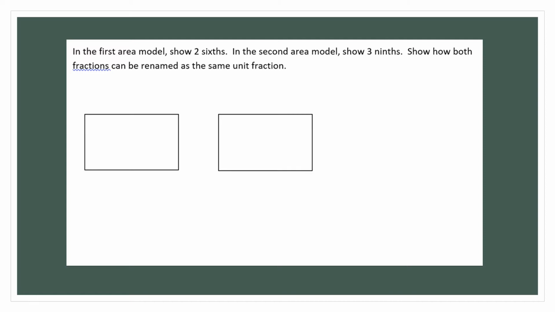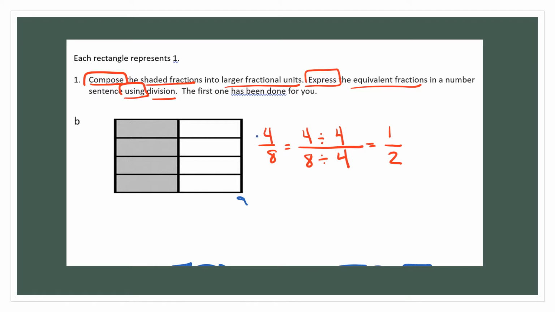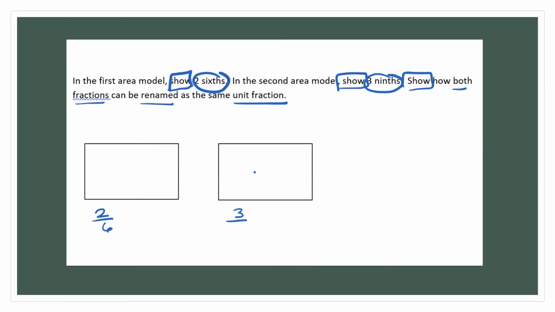First, let's do our cubes. In the first area model, show 2/6. In the second area model, show 3/9. Show how both fractions can be renamed as the same unit fraction. So we're looking for a way to change both of these fractions, 2/6 and 3/9, into an equivalent fraction that has the same denominator.